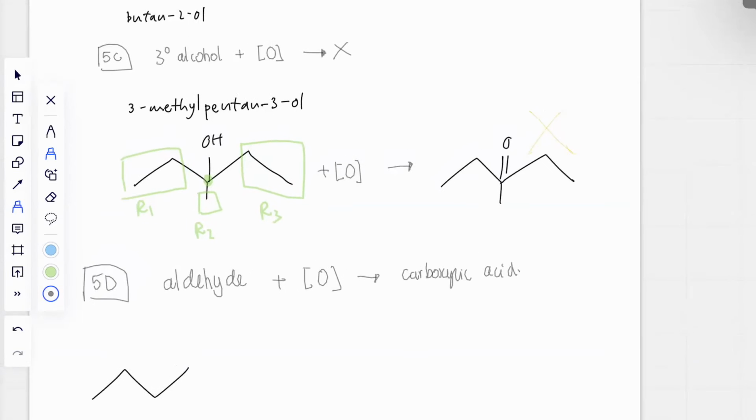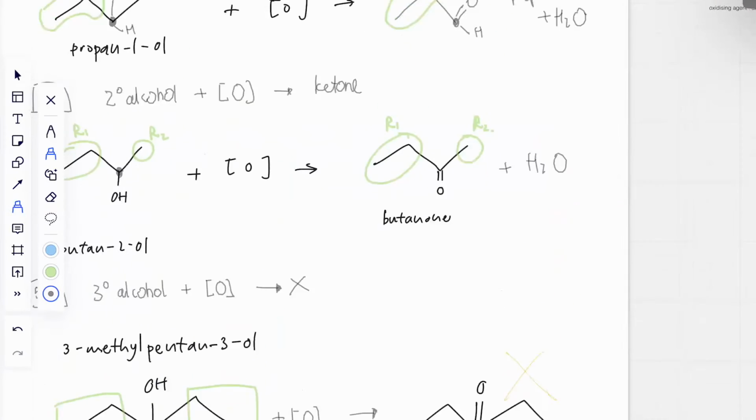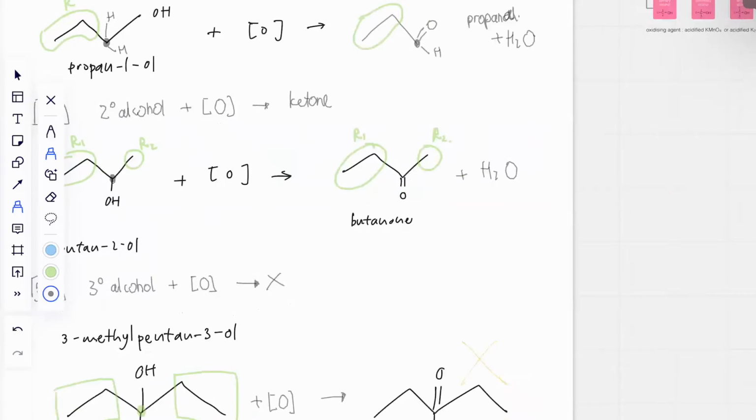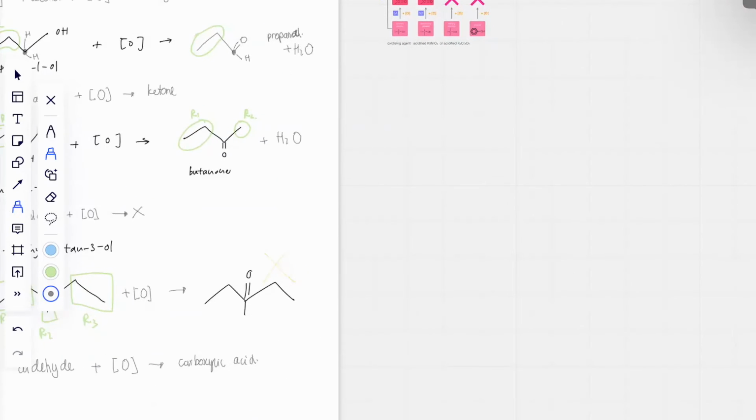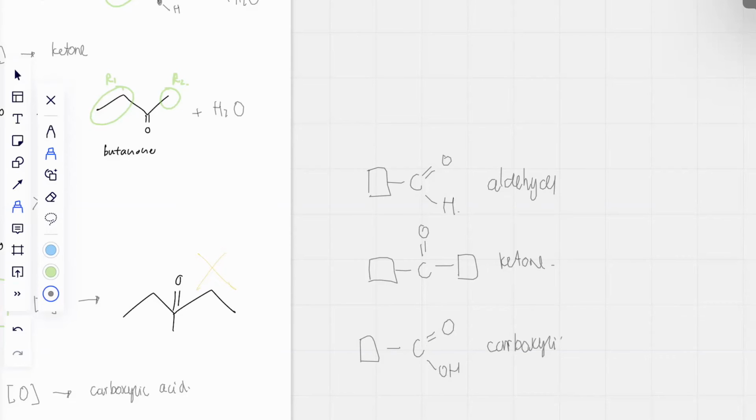Aldehyde means the OH on the end. You don't know the structure of aldehyde? Aldehyde is something like COH. Ketone is where you have left and right groups. This is aldehyde. This is ketone. Carboxylic acid, of course, you know. This is carboxylic acid.